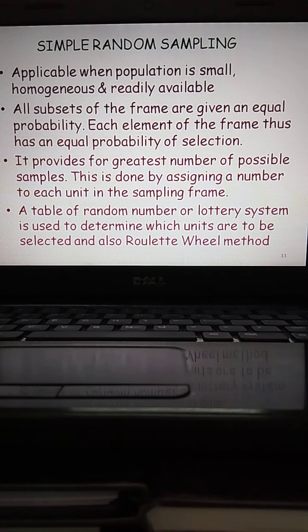So generally the simple random sampling method is applied when the population is finite, I mean to say small, homogeneous and readily available. All subsets of the frame are given an equal probability. Each element of the frame thus has an equal probability of selection. The name randomness itself indicates that when you are choosing any sample by using this method, all units are going to have equal importance, equal probability.